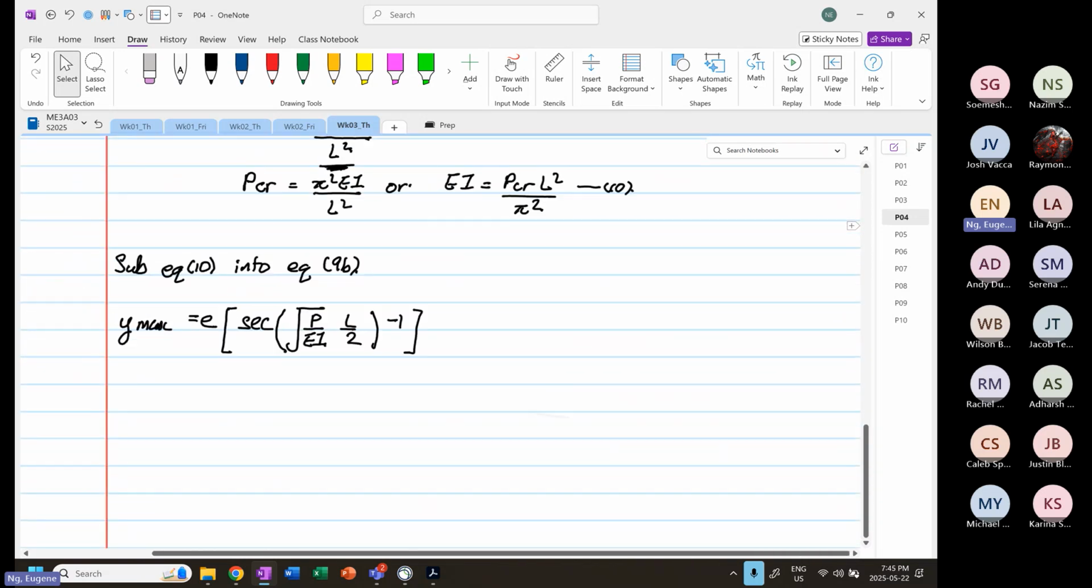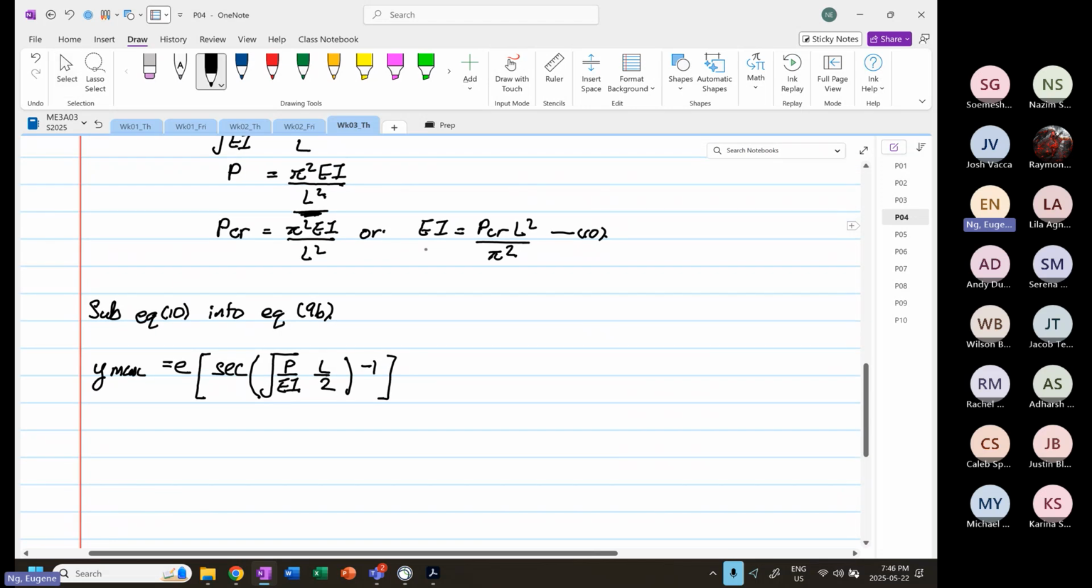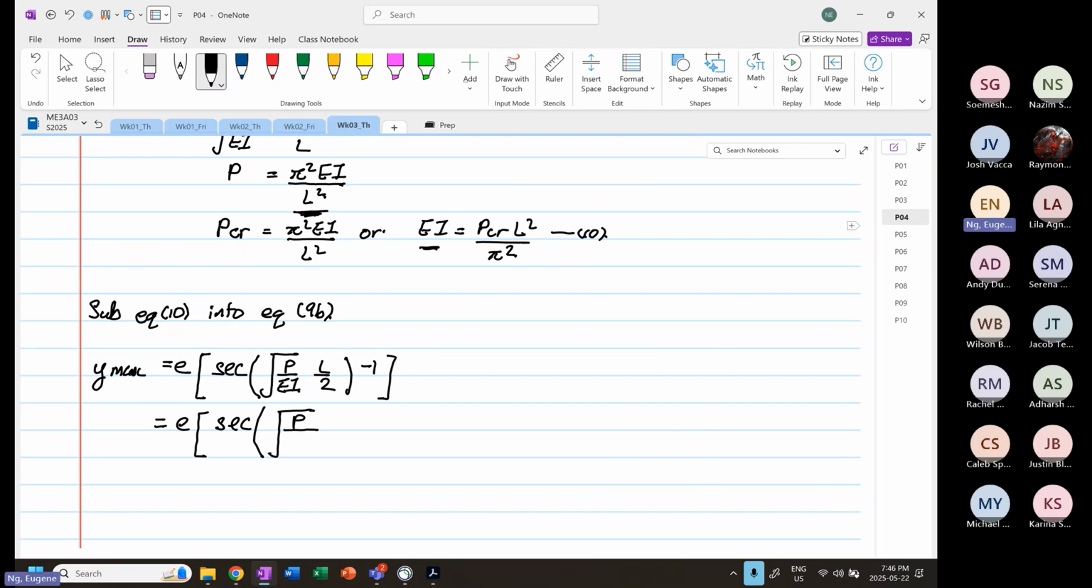Okay, so from here, we know EI is equal to PCR. Therefore, this will be equal to E secant, okay, we have square root, P divided by PCR, and then we have our L squared, and then we have our pi squared, and then we multiply L over 2. And then the whole thing minus 1.